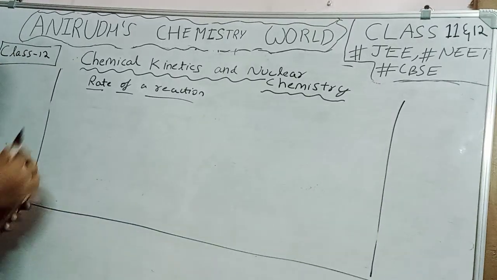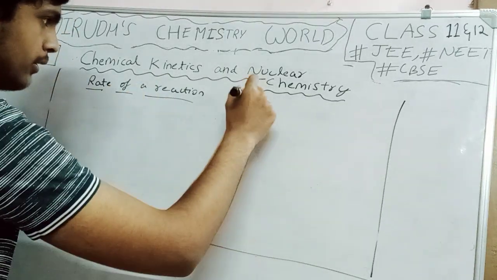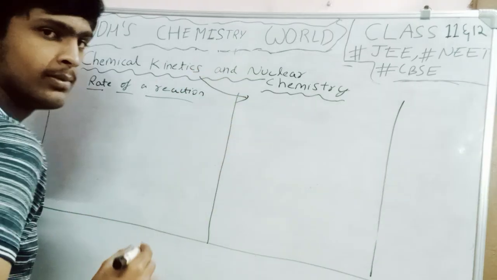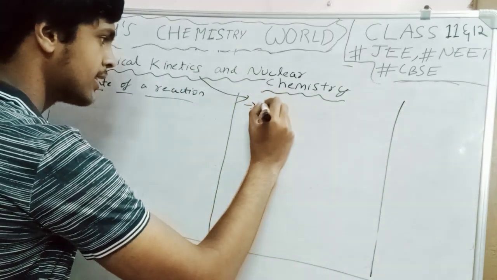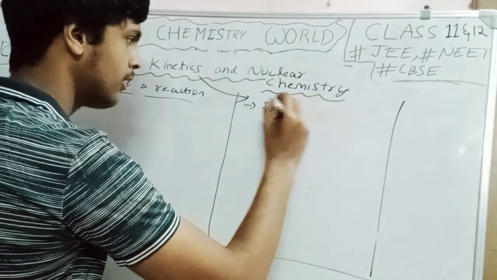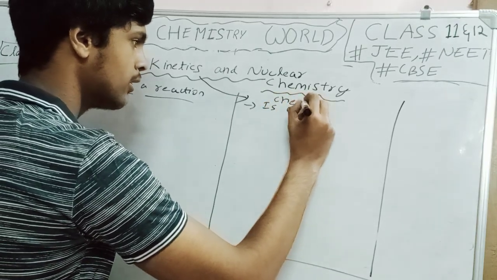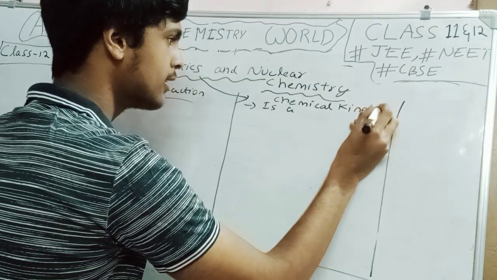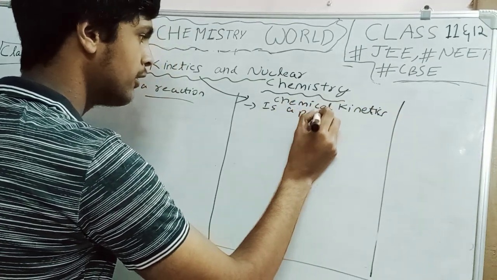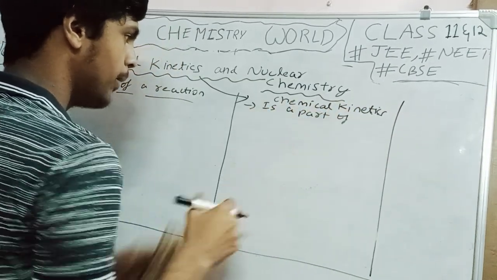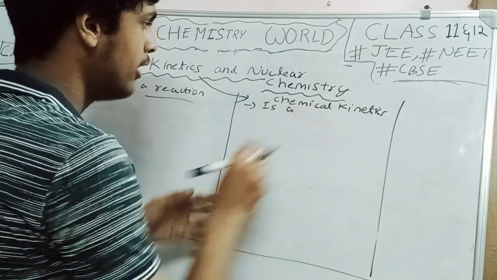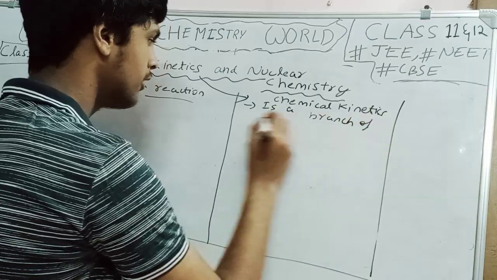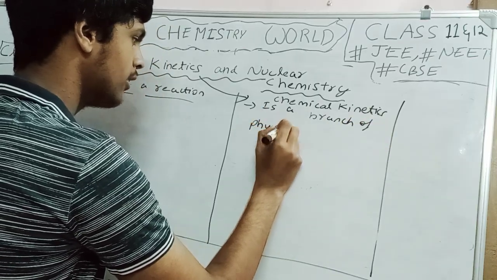Now, let us give this heading. At this part, I am going to explain what chemical kinetics is. Chemical kinetics is a branch of physical chemistry.